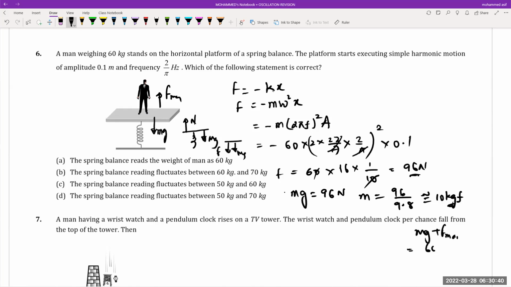ओके सो मास कितना है 60, f max कितना है मेरे पास यहाँ पर 10, ये हो जाएगा अप्रोक्सीमेटली 70. मैक्सिमम 70 होना चाहिए और 60 माइनस 10, 50 होना चाहिए. देन मींस अप्रोक्सीमेटली इट विल बी 50 से 70 के बीच में रहेगा.